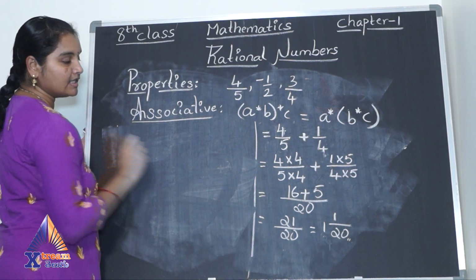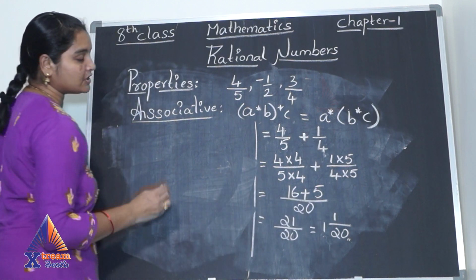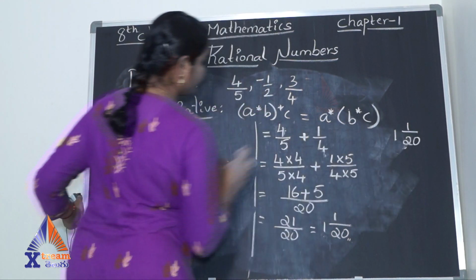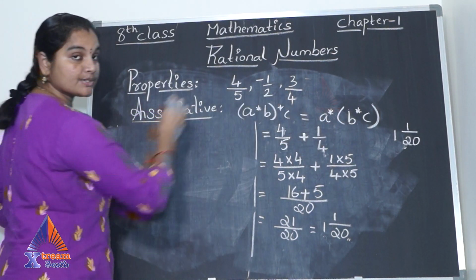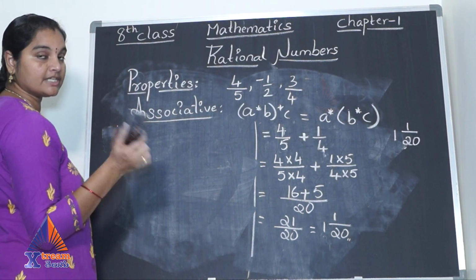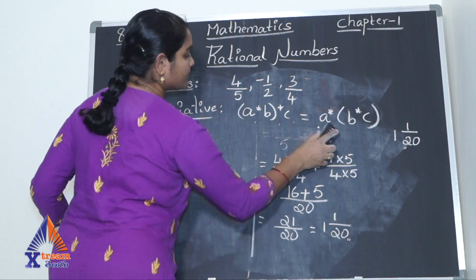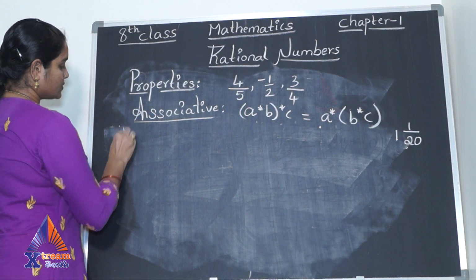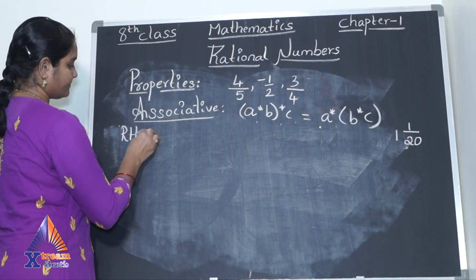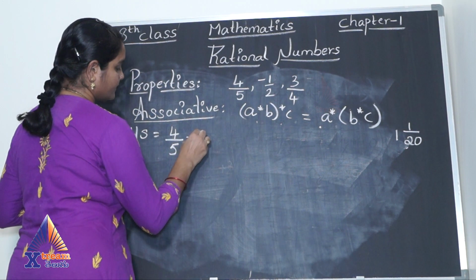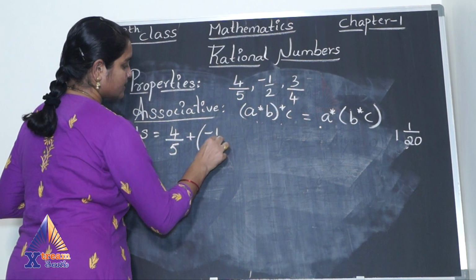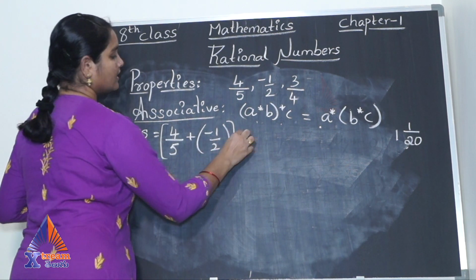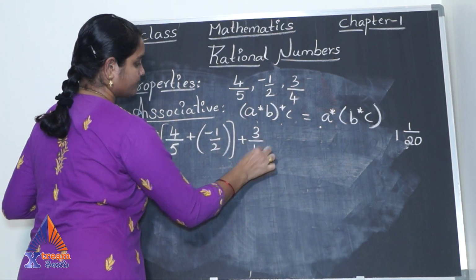Now we have checked the LHS, which we got as 21 by 20. Let me write this result over here, 21 by 20. Now we need to check with the RHS also. If LHS and RHS are equal, then only you can say the property is true. So RHS is 4 by 5 plus (minus 1 by 2 plus 3 by 4).